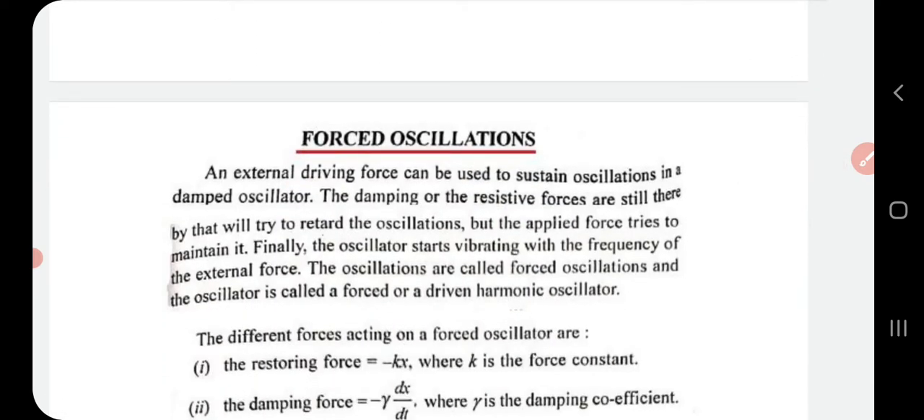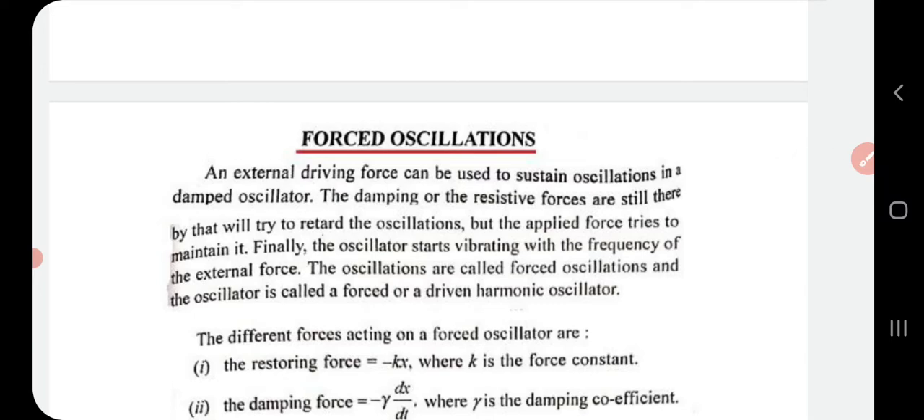An external driving force can be used to sustain oscillations in a damped oscillator. The damping or resistive forces are still there and will try to retard the oscillation, but the applied force will try to maintain it. Finally, the oscillator starts vibrating with the frequency of the external source. These oscillations are called forced oscillations, and the oscillator is called a forced or driven harmonic oscillator.